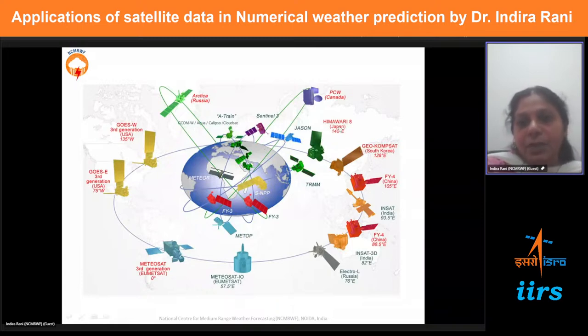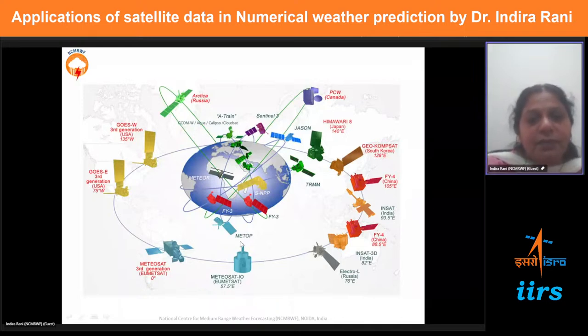Like Himawari, now Himawari 8 is replaced by Himawari 9 by Japan, and GEO-KOMPSAT, which is operated by Korea. We have the FY-4 from China, and we have our own satellites INSAT-3D and 3DR, and we have one more satellite, Elektro, the Russian satellite. So over this region, there are many geostationary satellites having coverage over the Indian region.